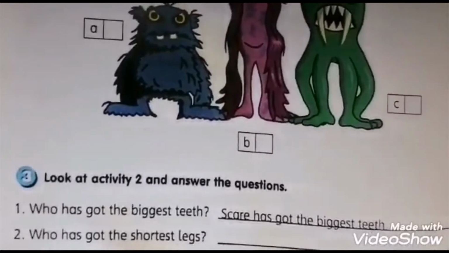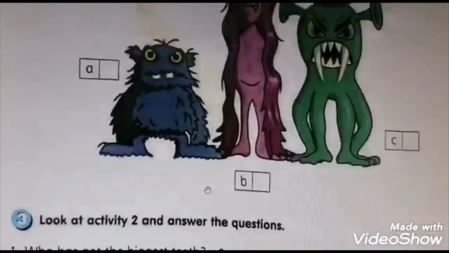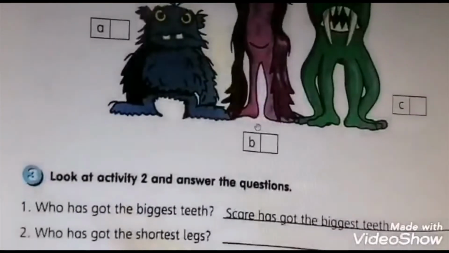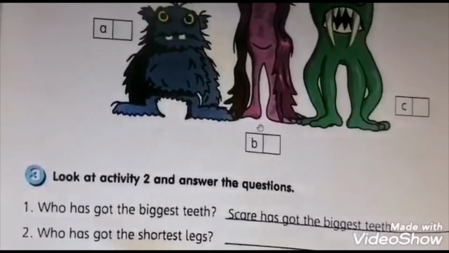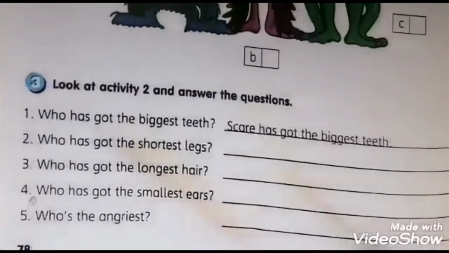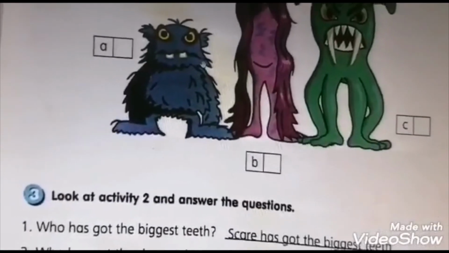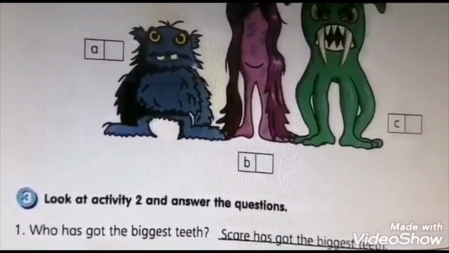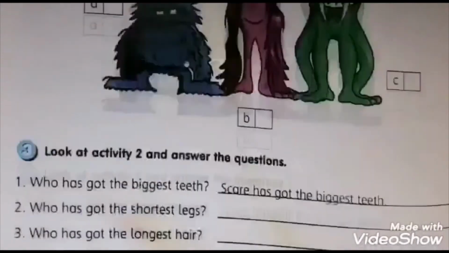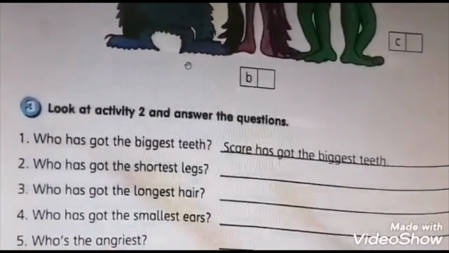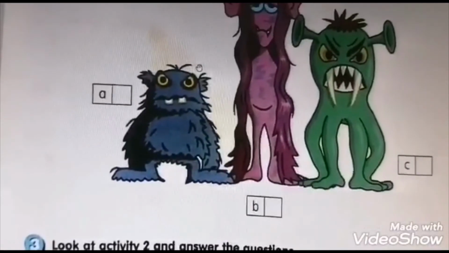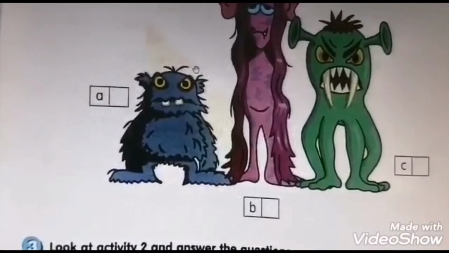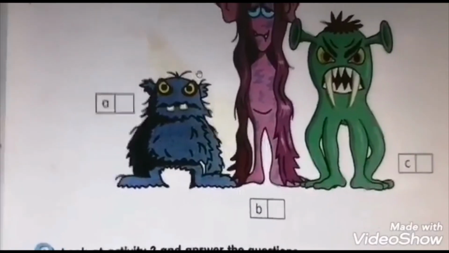Number 3, who has got the longest hair? Look at the picture. Who has got the longest hair? Yes, Horrid has got the longest hair. Who has got the smallest ear? Yes, Freak has got the smallest ear. Last one. Who is the angriest? Look at the picture. Who is the angriest? Yes, Scare is the angriest.